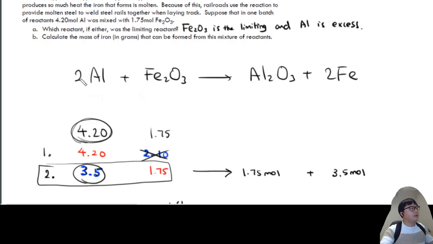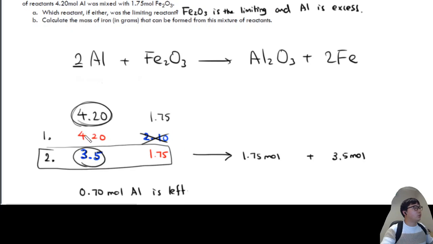Okay? 2 of this will react with 1 of that. It doesn't mean there are 2 aluminium, okay? It simply means 2 of this will react with 1 of that and will produce 1 of this and 2 of that. So this number has nothing to do with the actual number that's available. So you just have 4.2, that's how much there are. This is 1.75, that's how much there are.